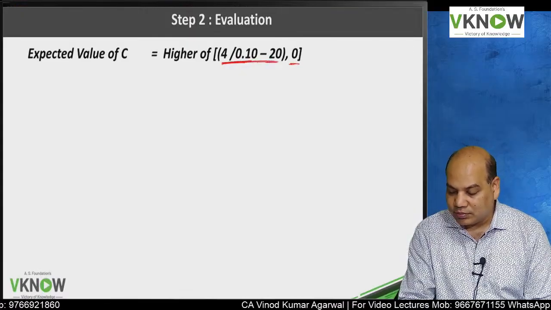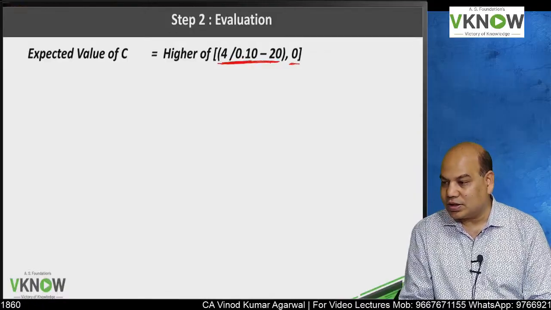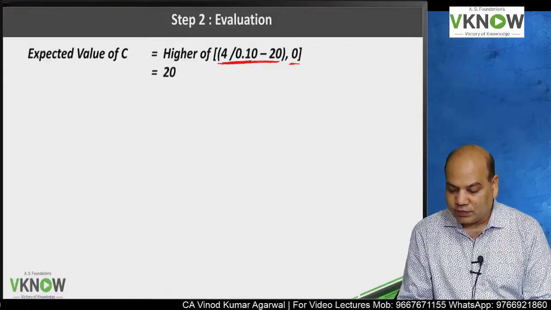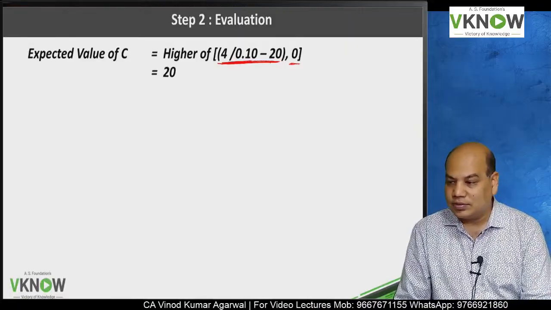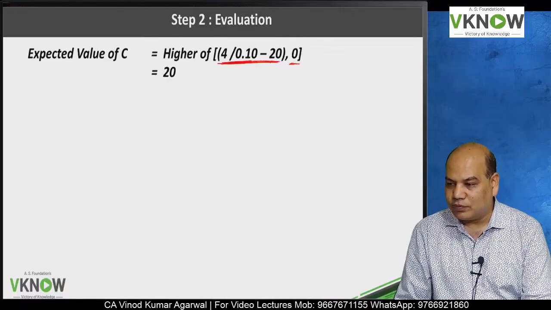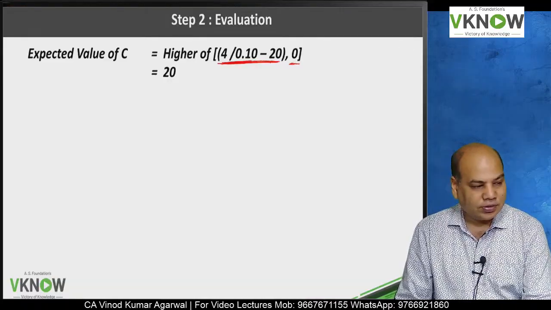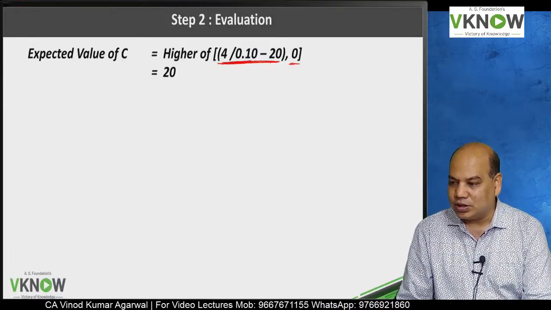Which is higher? Investment is higher or do not invest is higher? So first you simplify, 20 versus 0. If you invest, payoff will be 20 lakh. If you do not invest, payoff will be 0. So the answer is 20. The expected value of C is 20.